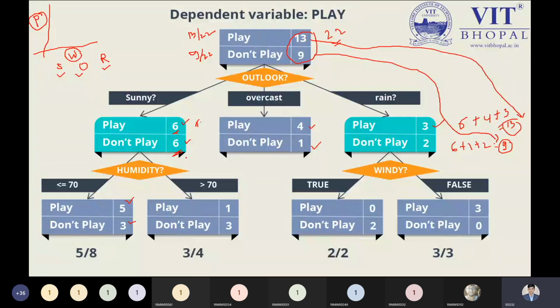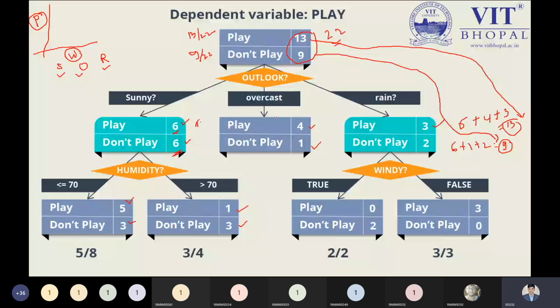In case humidity is greater than 70, one person is ready to play the game, and there are three people who are not ready to play the game. So here we have filtered our information. When we filter our information, we do it to decide our appropriate option and to take the decision. Here finally we got the answer.